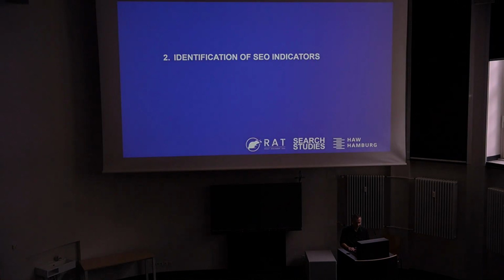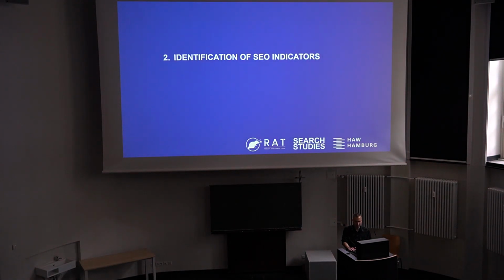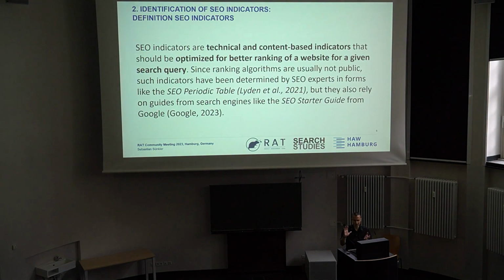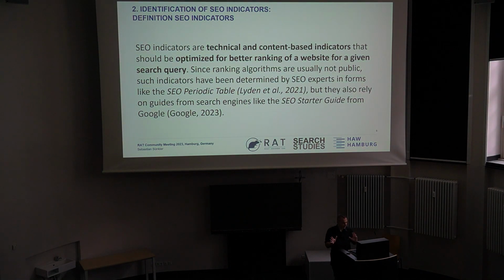Now we'll talk about our approach to identify so-called SEO indicators. If you don't have an idea about SEO indicators, here is another definition. SEO indicators are technical and content-based indicators that should be optimized for better ranking of a website for a given search query. It's pretty abstract to see it this way, and you will see some examples of such indicators later on, but it's important to know that there are indicators, or criteria, you have to meet to get a good position in ranking.